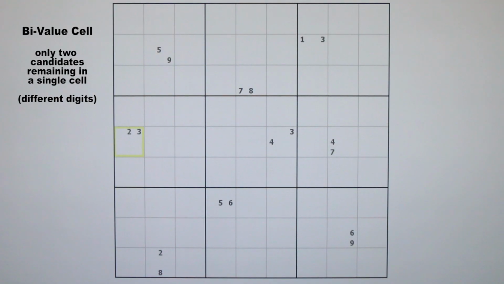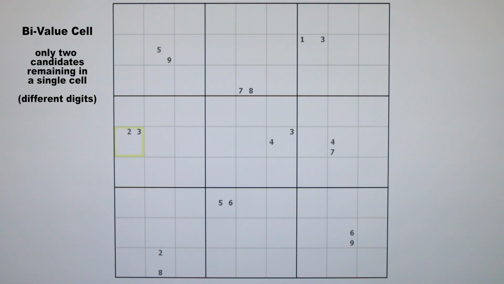Next, we have what's called a bi-value cell. This is a cell with only 2 candidates remaining in it, like these. These are all bi-value cells. Bi meaning 2, just like a bicycle has 2 wheels. A bi-value cell has 2 candidates.